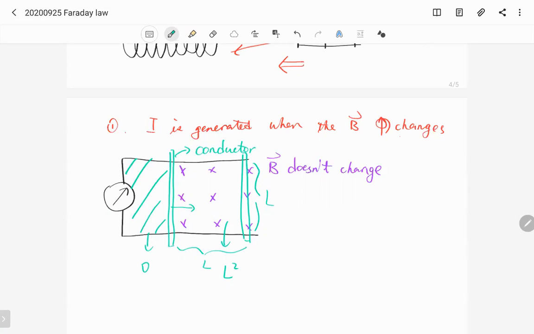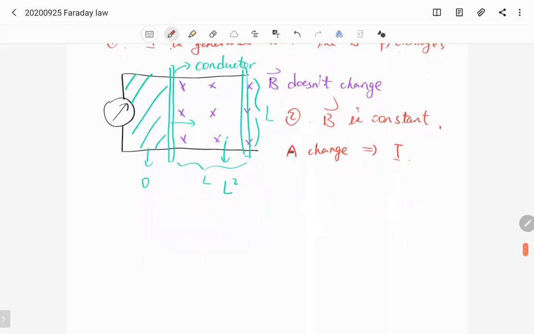So that means we have another conclusion: if B is constant, we can still generate current by changing the area of the magnetic field inside the circuit. The area change then induces the current. Okay, now we have magnetic field change and we have the area change.